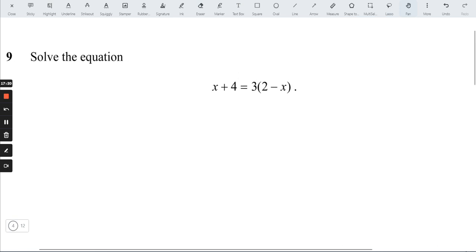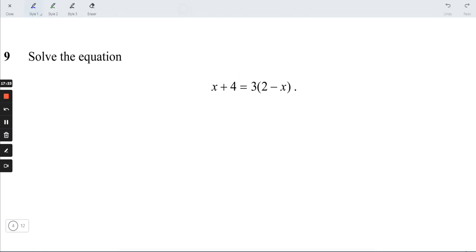Now solve the equation here. Solving the equation, as you can see here, we have a left hand side and a right hand side. The left hand side is easy, there are no brackets: x plus 4. Now here we have brackets, we have to expand it, so we multiply 3 times 2 is 6, minus 3 times x is 3x. Now we have x on both sides, so put them on one side. Let's move the smaller term to the bigger term. So minus 3x is less than x, so we'll move the minus 3x to the left hand side.